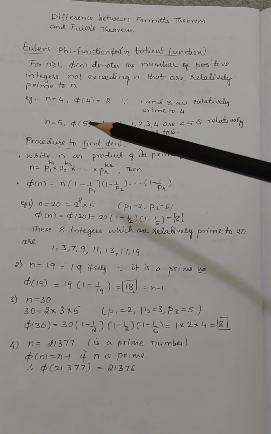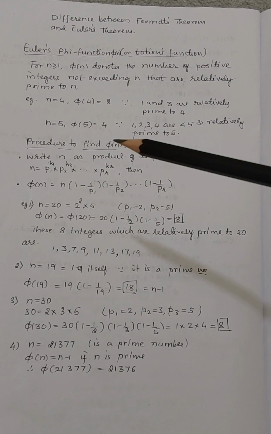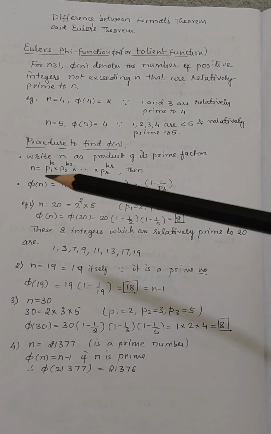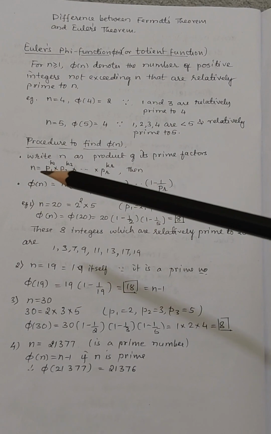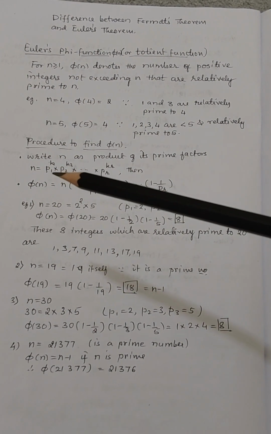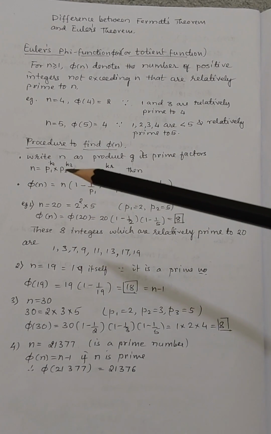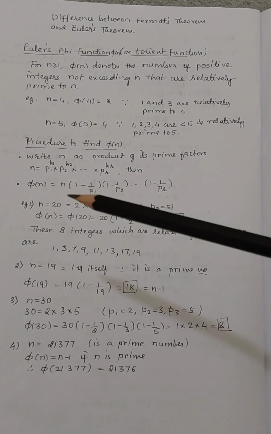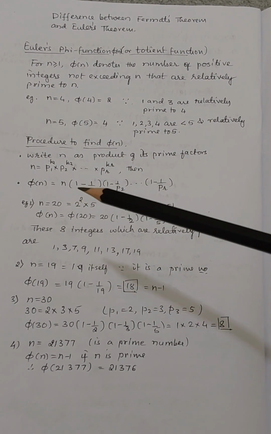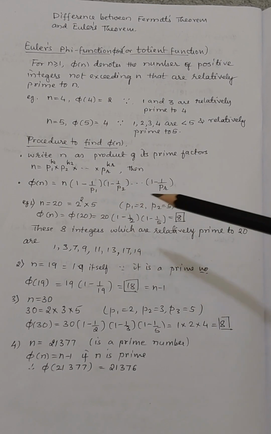If the numbers are small, we can actually list them out, but as n increases, we have a method to calculate phi of n. The first step is that n should be written as the product of prime factors like this: p1 to the power k1, p2 to the power k2 and so on. And phi of n is calculated by n into 1 minus 1 by p1, into 1 minus 1 by p2, and so on.